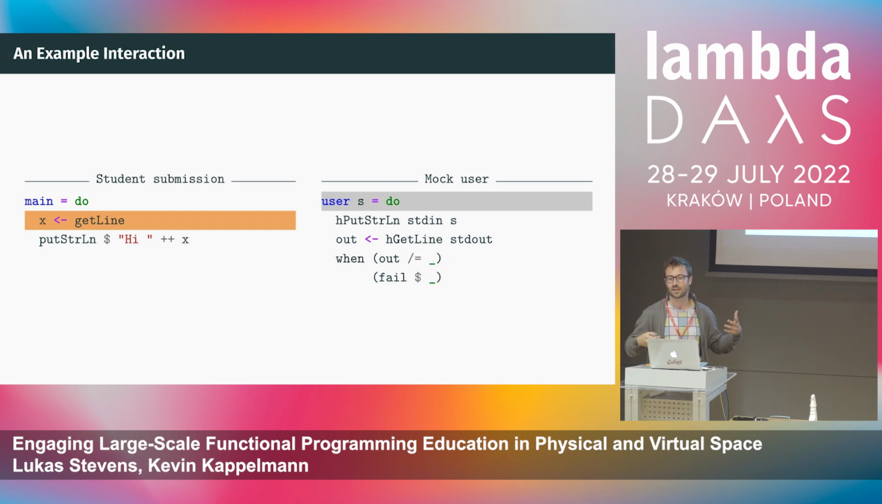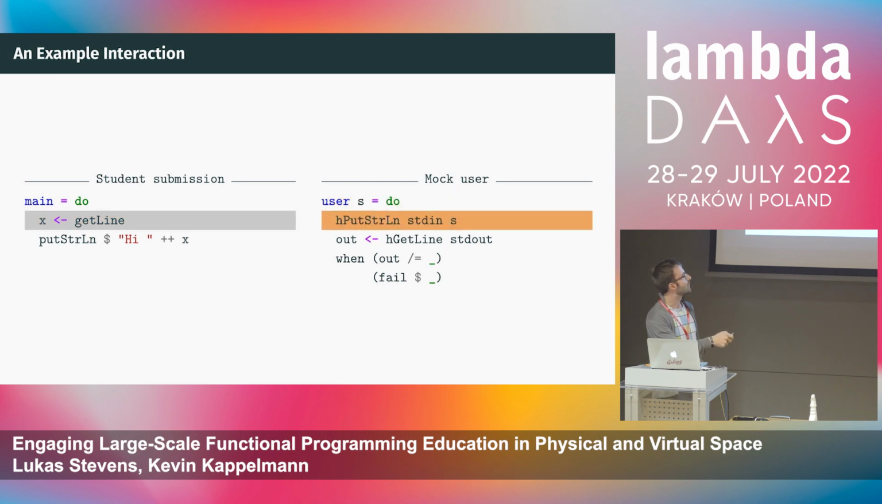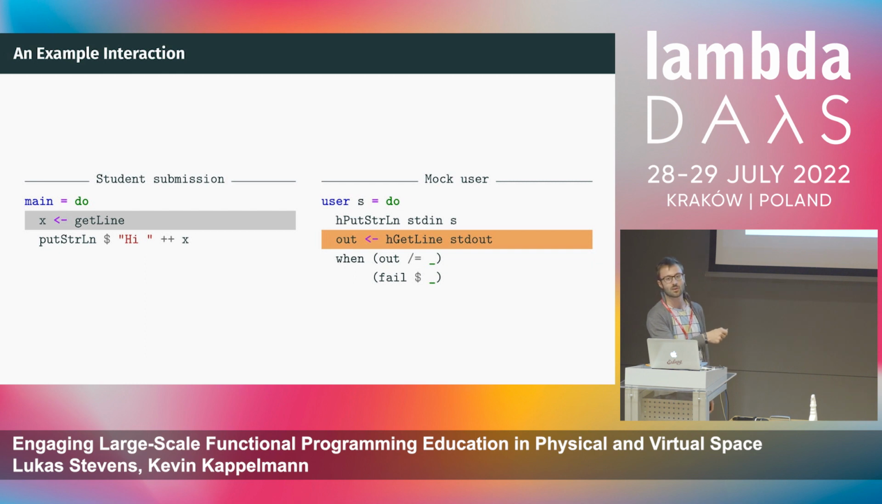It waits for a user input, and here the pause monad comes into play, because this corresponds to a pause. Basically the whole framework encounters this pause, and then it switches over to the mock user and now executes the mock user until that one is paused in turn. So what we do first is put this name to the standard in of the student, and then we want to get the output of the student, and then this blocks again, and now we switch back.